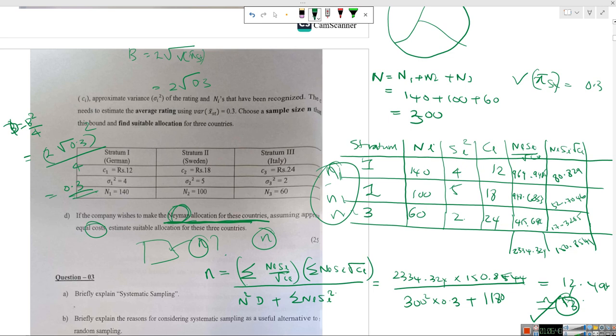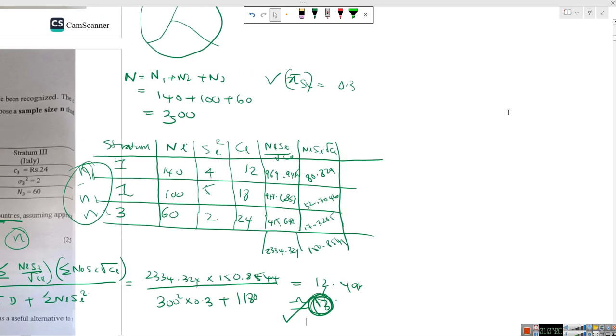So if you use that Neyman allocation here, and estimate the suitable allocation for these 3 countries, the total samples we are going to take is 13. So if you use this Neyman allocation, Ni is equal to N into NiSi divided by summation NiSi, right? Okay, so summation of NiSi is what? Now we have to find that also, right?